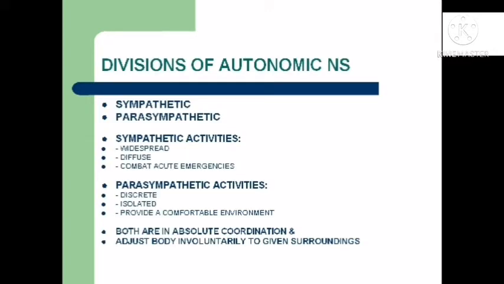The divisions of the autonomic nervous system. These are sympathetic and parasympathetic. The sympathetic activities are widespread, diffuse, and they combat acute emergency conditions. Parasympathetic activities are discrete, isolated, and they provide a comfortable environment. Both are in absolute coordination and adjust the body involuntarily to a given situation.